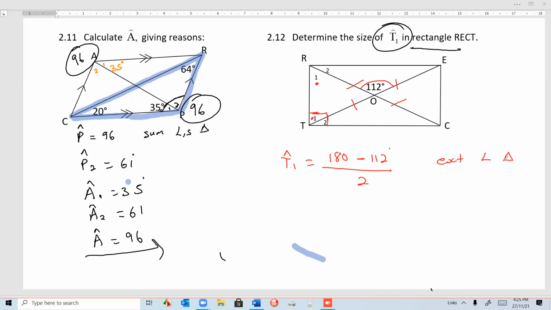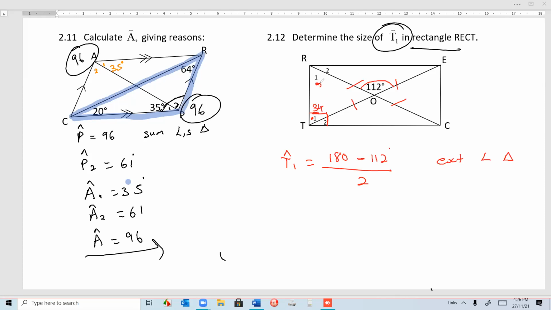Are you guys with me there? So what is 180 minus 112? And then we'll take that and divide that by 2. I'm waiting for an answer. It's 34. Somebody said it's 34. Are we all happy with 34? Can we have someone to confirm that? Then I know you guys are with me.